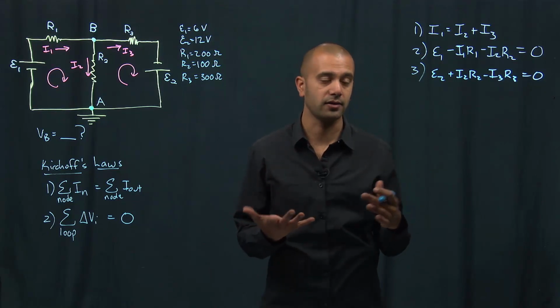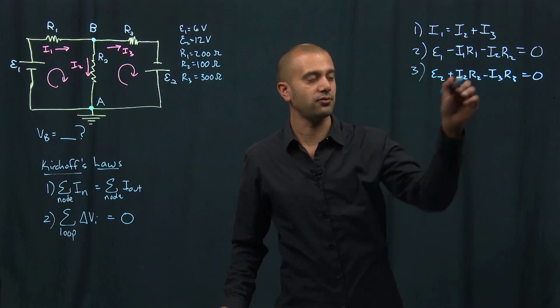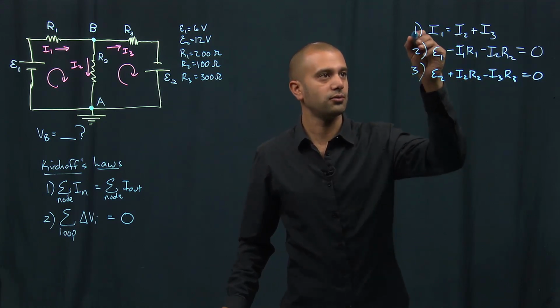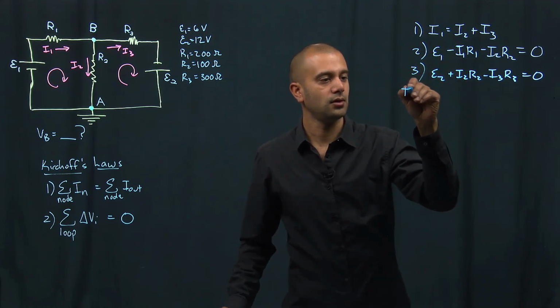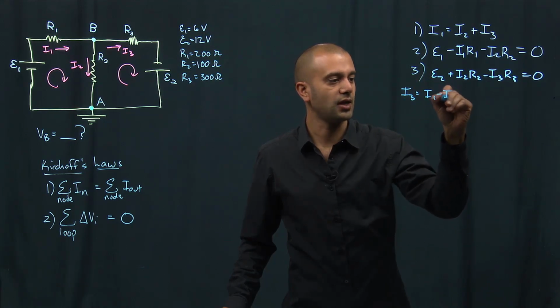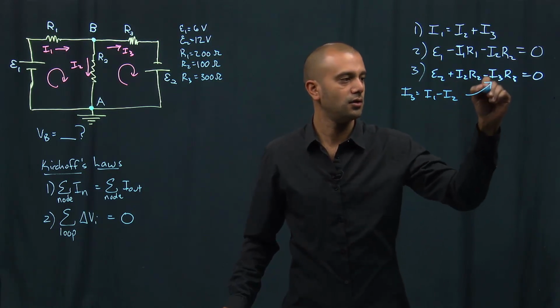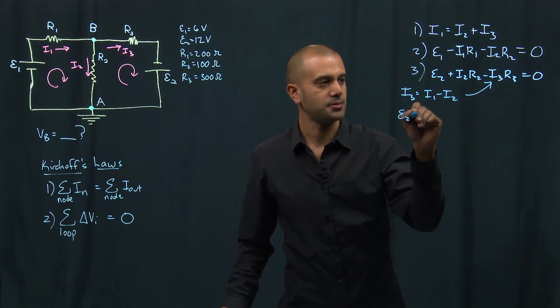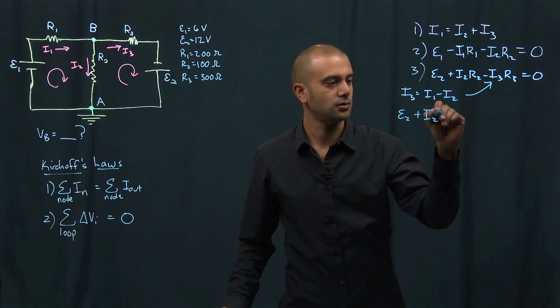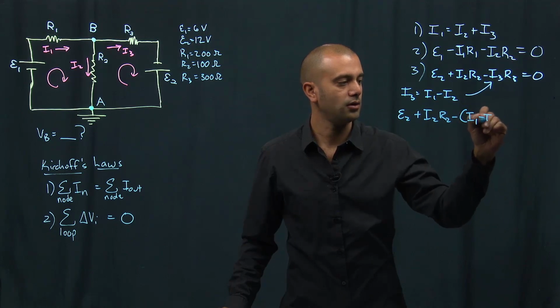Now we need to start combining things to get rid of some variables. The first thing I always do is try to use a junction rule to get rid of one of the currents. And so what I'll do is I'll rewrite number 1 as I3 equals I1 minus I2, and I'll use that to get rid of I3 in this equation. So if I plug this in here, that'll give us epsilon 2 plus I2 R2 minus, and then I'll plug in this quantity here for I3.